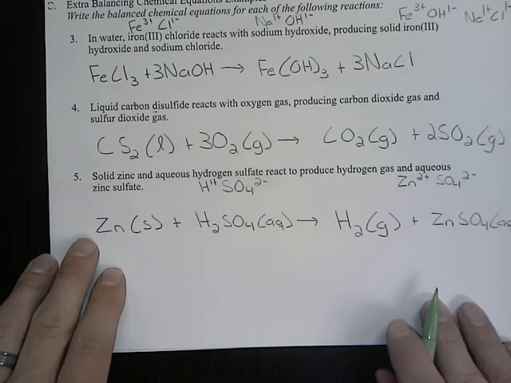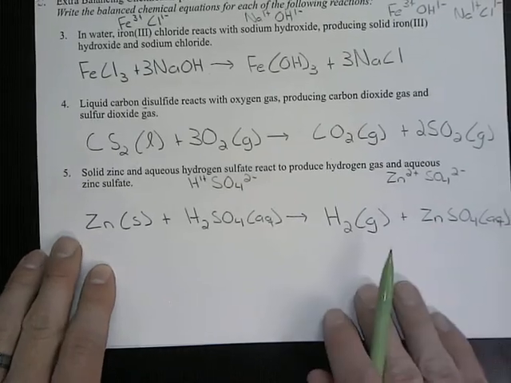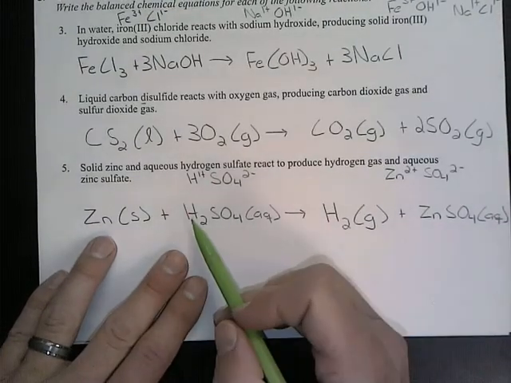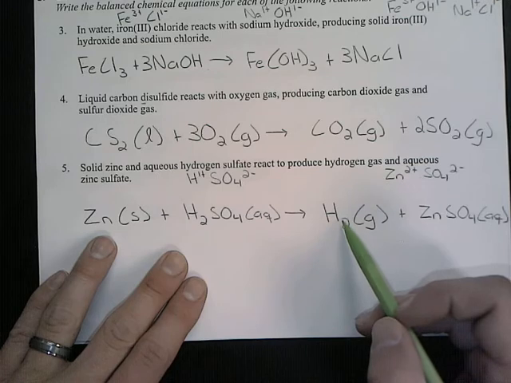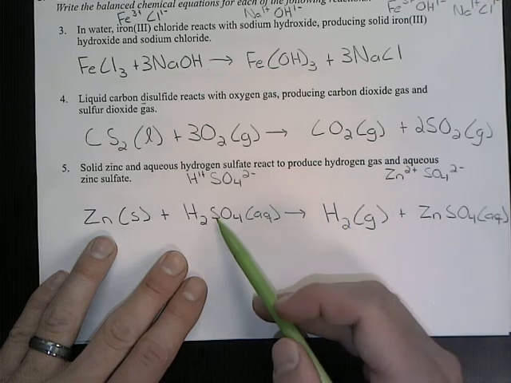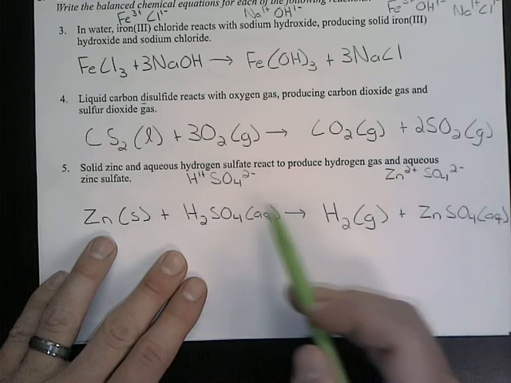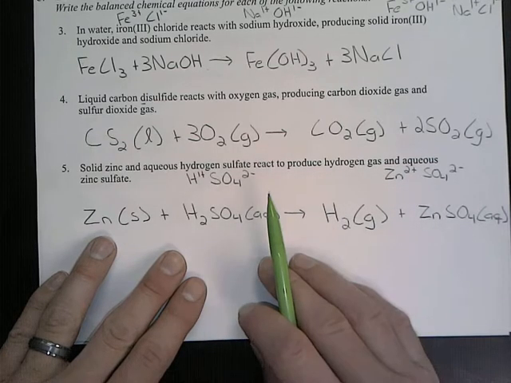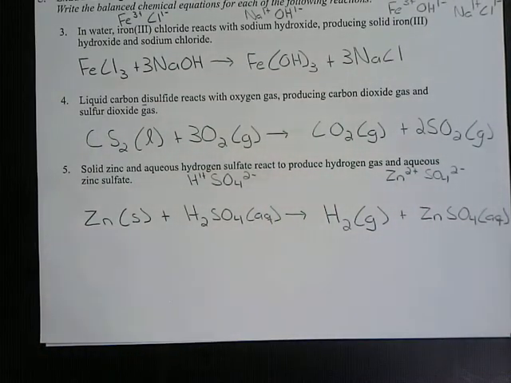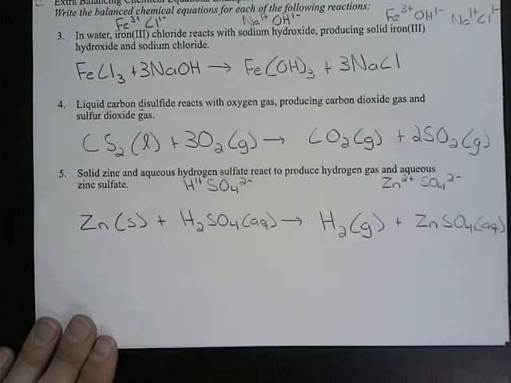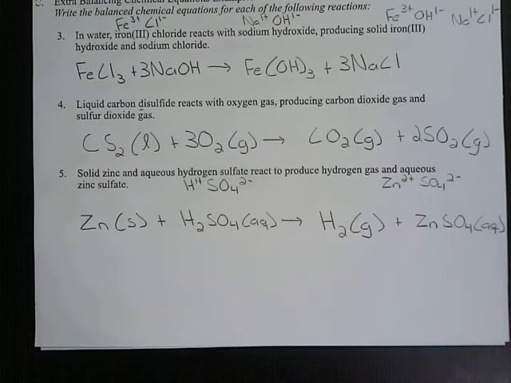So we have one zinc on the left, we have one zinc on the right. We have two hydrogens on the left and two on the right. We have one sulfur, 4 oxygens, and 4 oxygens. So this equation right here is balanced. Now we spent a lot of work getting to that point, but because we wrote our formulas correctly, this is why this equation is already balanced. It would have coefficients all of 1.